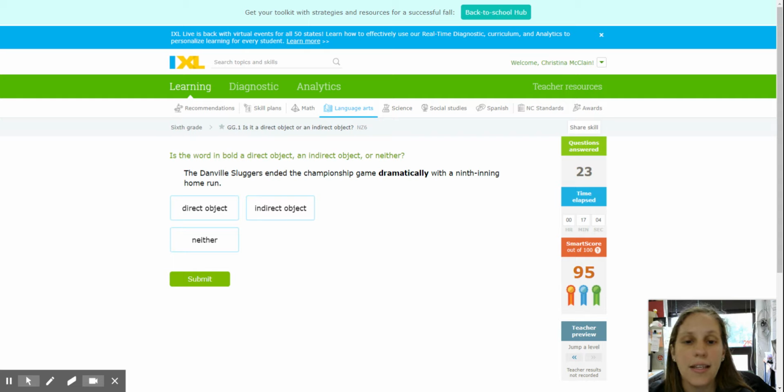The Danville Sluggers ended the championship game dramatically with a ninth inning home run. The Danville Sluggers ended what? The game. Dramatically just tells me how they finished the game, so that makes it an adverb, which is neither a direct object nor an indirect object. Direct and indirect objects have to be a noun or a pronoun.